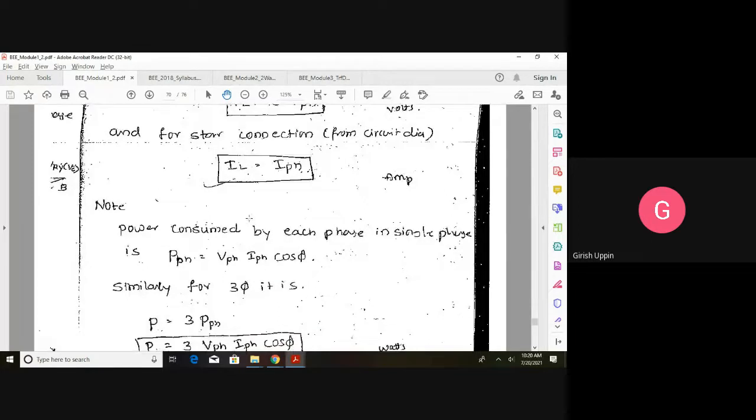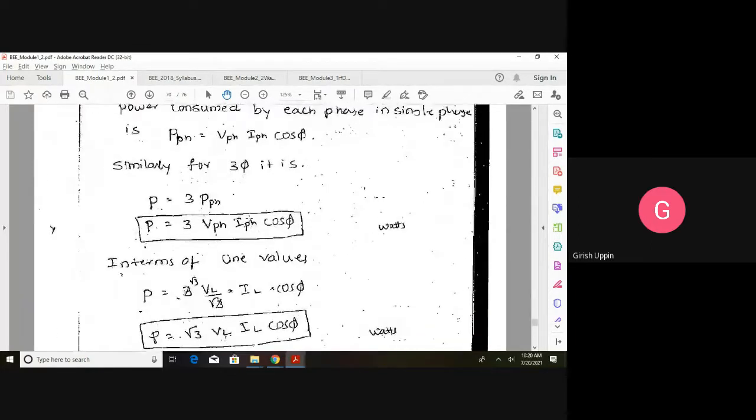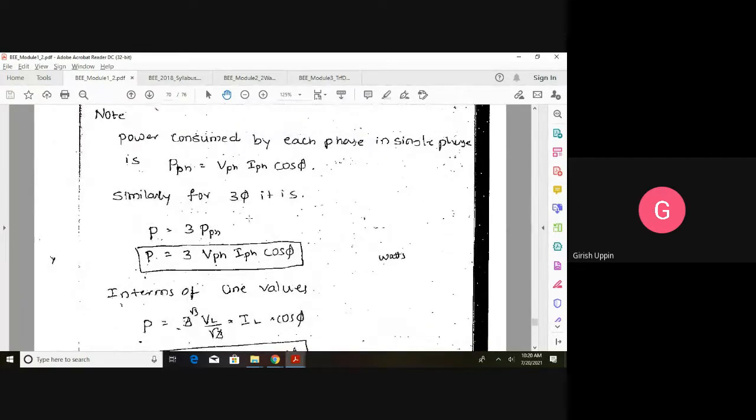And what is the power consumed in a 3-phase circuit? The power consumed in a 3-phase circuit is 3 times the power consumed in each of the phases. So what is the power consumed in single phase? We have already done RL, RC, RLC. We know that power consumed is equal to V into I into cos phi. Now we are talking about the phase here. What is the power consumed in one phase? P phase is equal to V phase into I phase into cos phi.